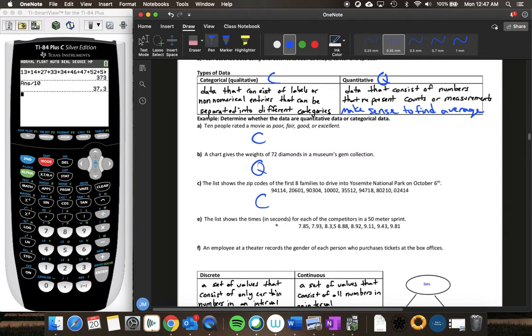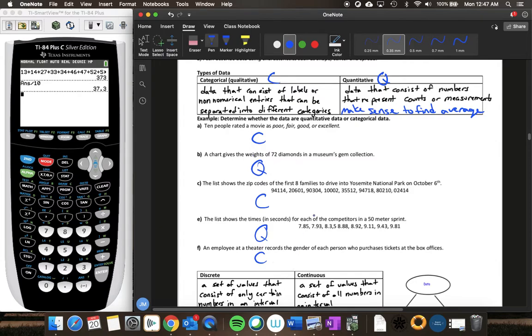All right, for E, the list shows the times in seconds for each of the competitors in a 50-meter sprint. Would it make sense to find an average sprint time? And I would say so. That is quantitative. I'm not sure where example D went. We'll just skip whatever it was. And then for F, an employee at a theater records the gender of each person who purchases tickets at the box office. Would it make sense to find an average gender? And the answer there is no, so that is categorical data.